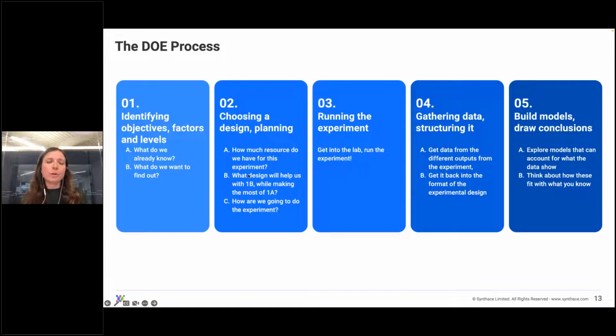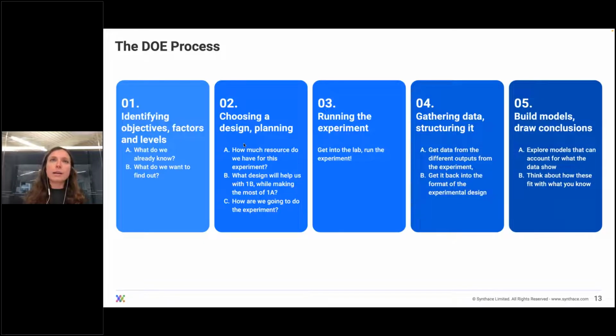Next up, you have to start thinking about, okay, if I want to run this particular experiment, how much resource do I have to do it? Because this is what determines what type of design you're actually going to be able to run. And so generally we use a statistical software package to give you this design, considering practicalities such as budget, time, equipment.